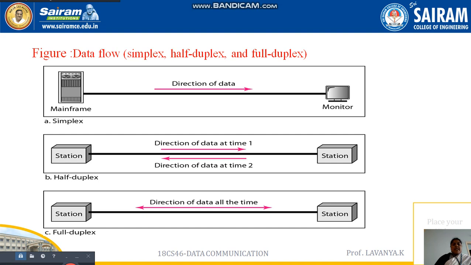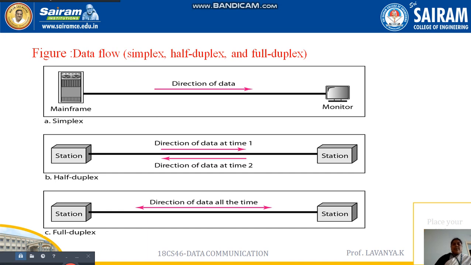The data flow contains three methods: the simplex method, the half duplex method, and the full duplex method. Then what is the difference between simplex, half duplex and full duplex? How the data transaction takes place, and in which path or direction the data or information is going to move. So we will discuss them one by one now.